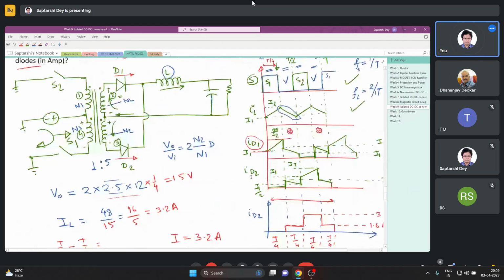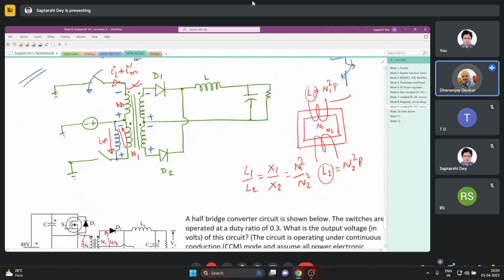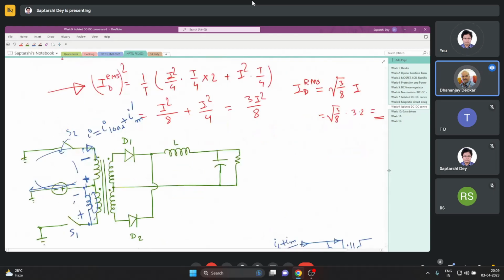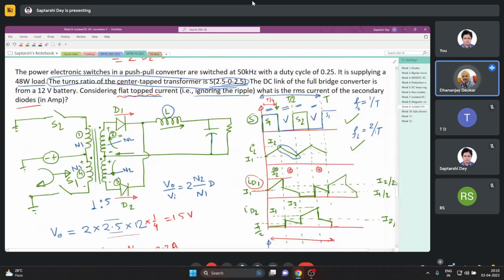Sir, the recent trend is that SiC MOSFETs are coming. So the gate drive of that is not discussed in sir's lecture.